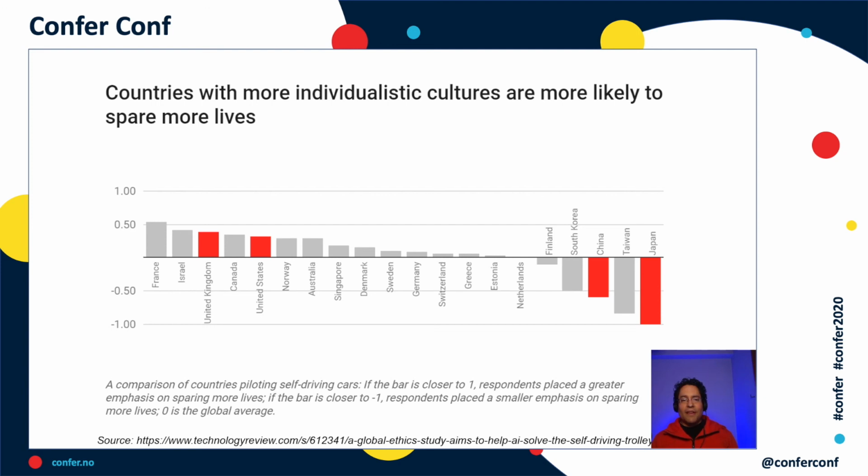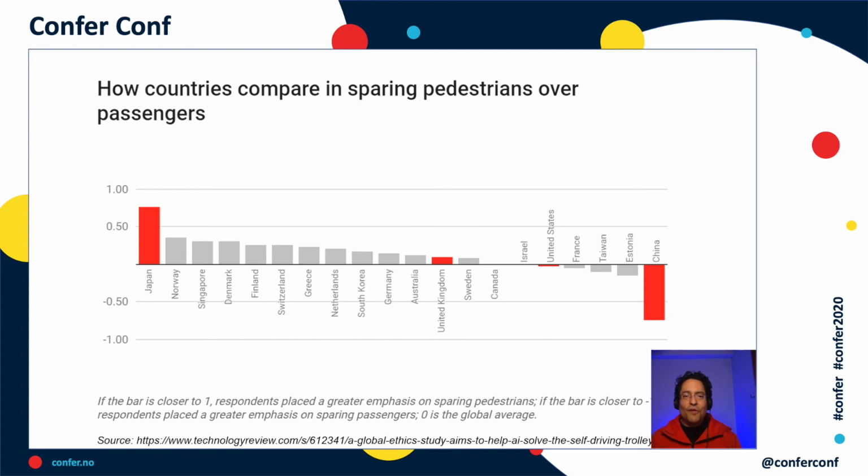To the right you can see that this is an emphasis on sparing more lives, whereas to the left it's sparing fewer lives. You can also compare sparing pedestrians over passengers. To the right you can see that these are sparing passengers and the others are sparing pedestrians.